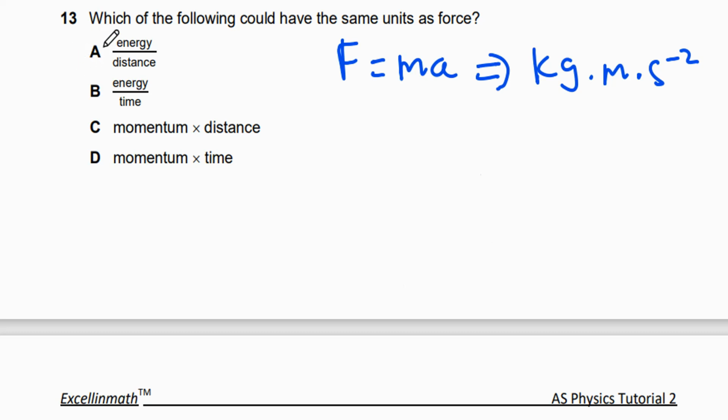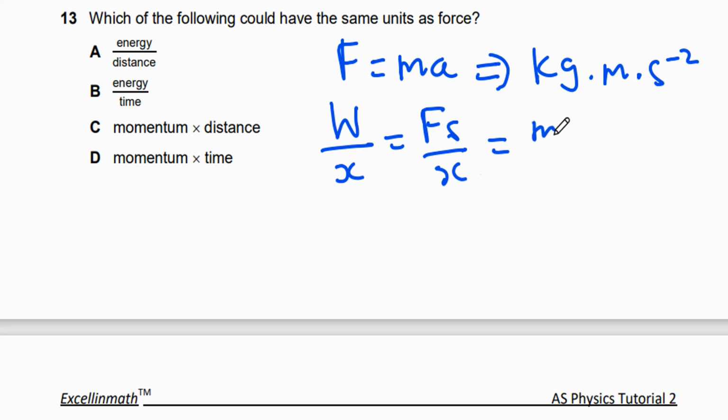Let's consider the first option here. It says energy over distance. We know energy is the same as work done, so W, and distance we can call x. The work done is force times displacement. And now we can bring in, well, before we bring in the SI base units, we can write force, F, as MA.